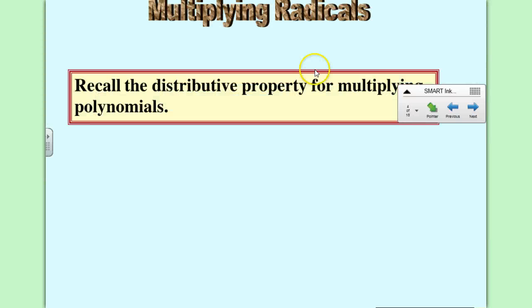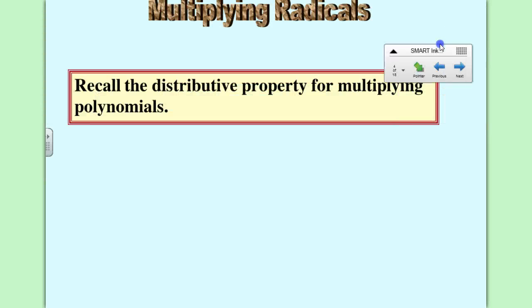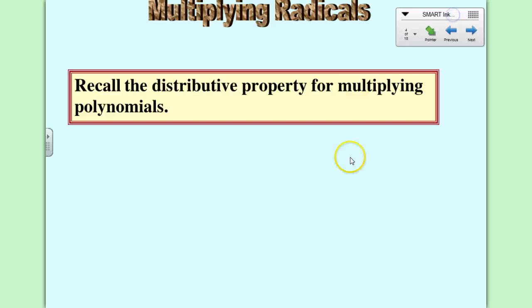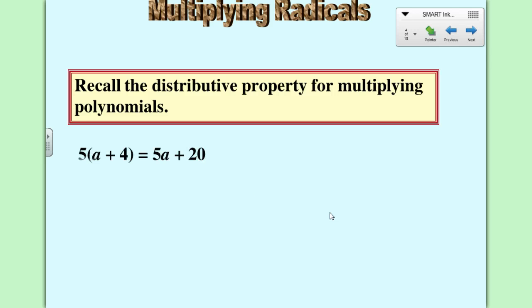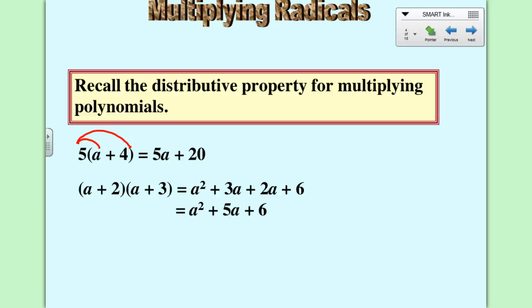Multiplying radicals. So we need some basic skills. So when you start multiplying radicals, you've got to remember some stuff from Math 10. First off, the distributive property. So in the distributive property, you would have learned that 5 times a plus 4, we need to multiply out. The distributive property says that I will multiply 5 times a and 5 times 4, which gives me 5a plus 20. Can't collect those. The FOIL, a plus 2 times a plus 3 is a squared plus 5a plus 6.